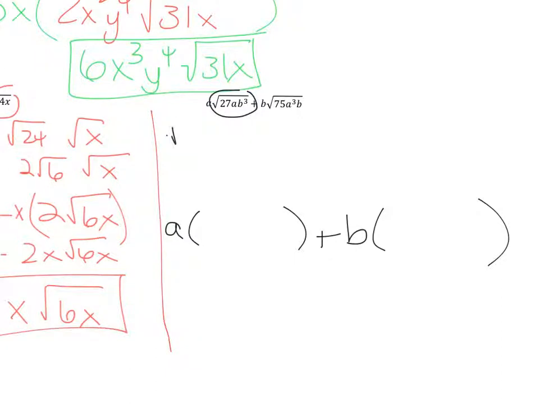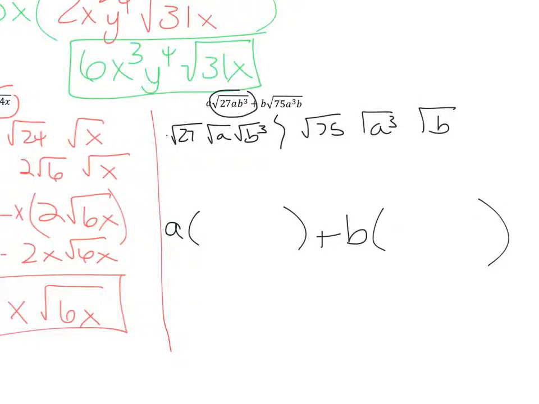So here I have the square root of 27, the square root of a, the square root of b cubed. Over here, I have the square root of 75, the square root of a cubed, and the square root of b. 27 is 3 rad 3. A can't be split up, and b cubed is b rad b. So inside this parentheses here, we're going to have 3b radical 3ab.